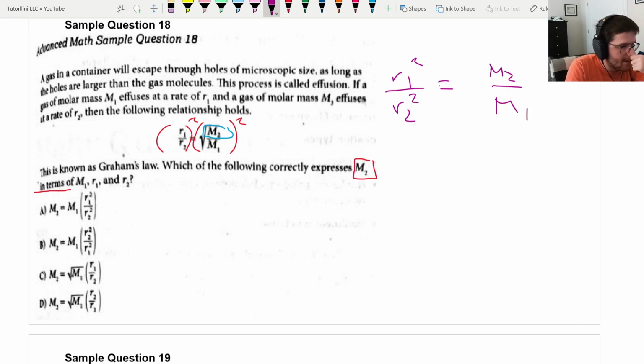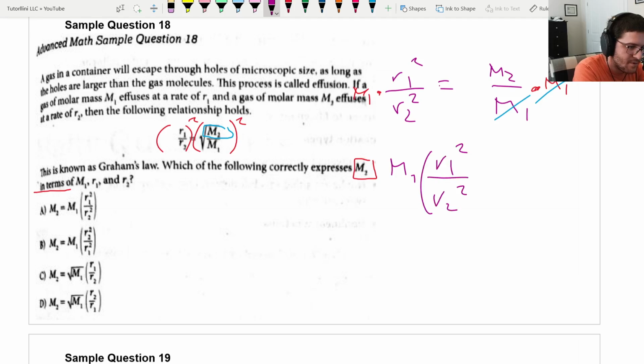And now, to get m2 by itself, we need to get rid of that m1. The m1 is being divided. The opposite of division is multiplication. So we're going to multiply both sides by m1. And these guys go away. And we are left with m1 times r1 squared over r2 squared equals m2.